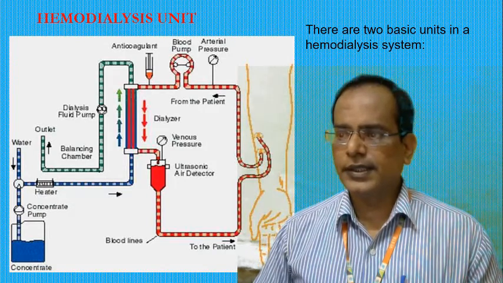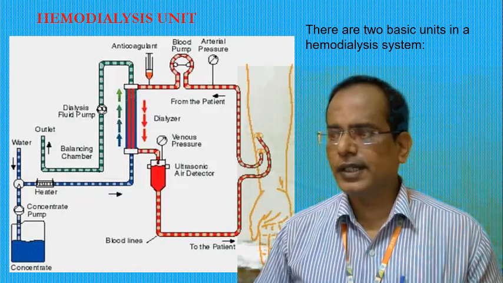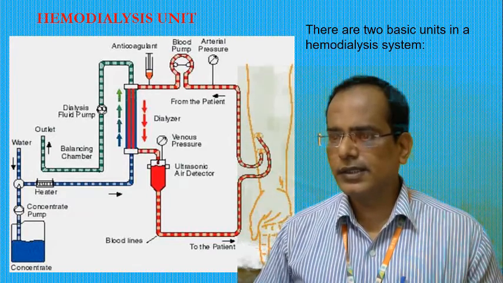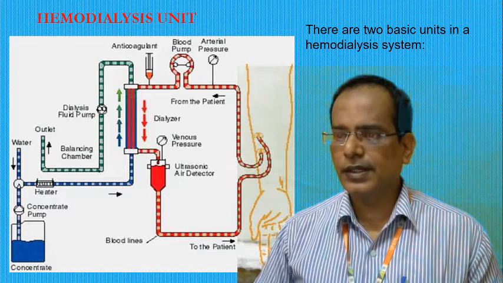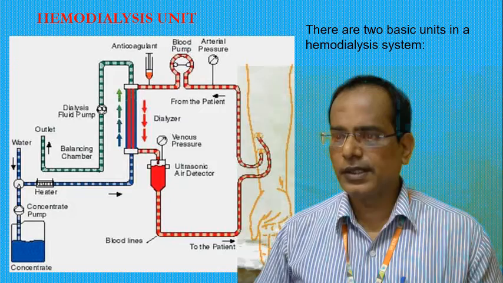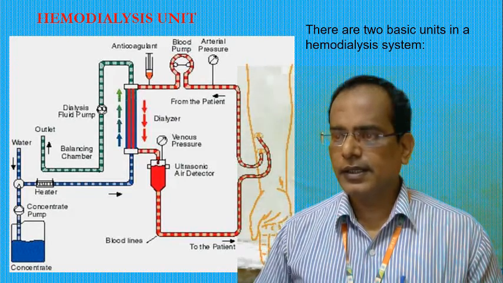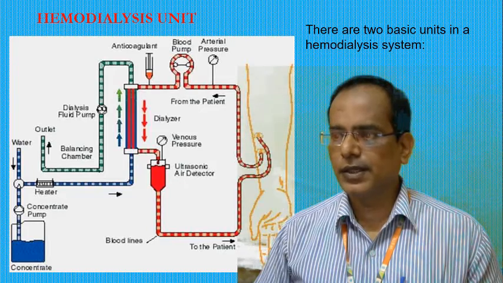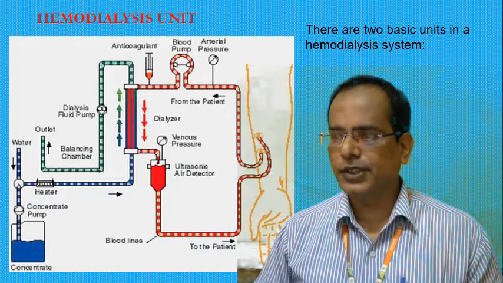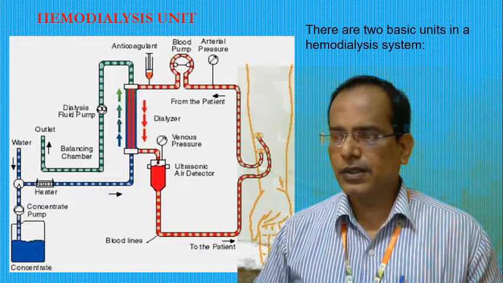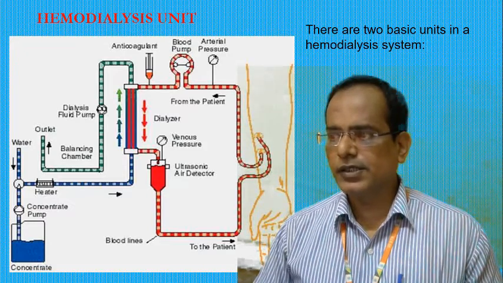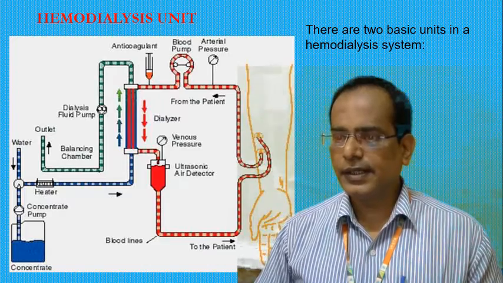Here the artificial kidney is periodically connected to the circulatory system of uremic patients. Uremic patients, that is, renal failure patients, are called uremic patients. It is used to remove the metabolic waste products from the patient's blood. A general scheme for the operation of this device, a hemodialysis unit, you are seeing in the figure.